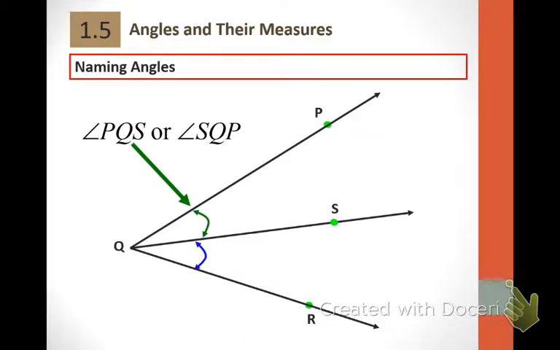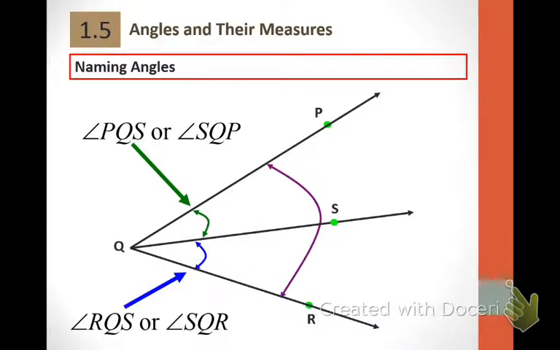All right, if we have this blue angle, you see, from this ray to this ray, what is one way we could name this, Jerron? SQR, I agree. What is another way you could name it? RQS. All right, and then the last I'm going to put in purple.